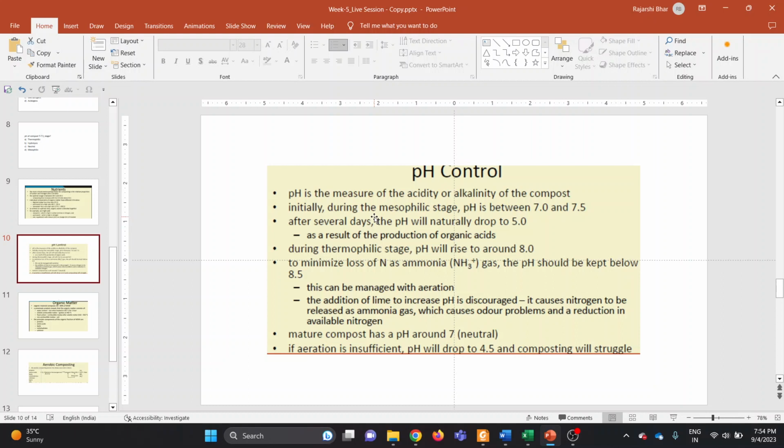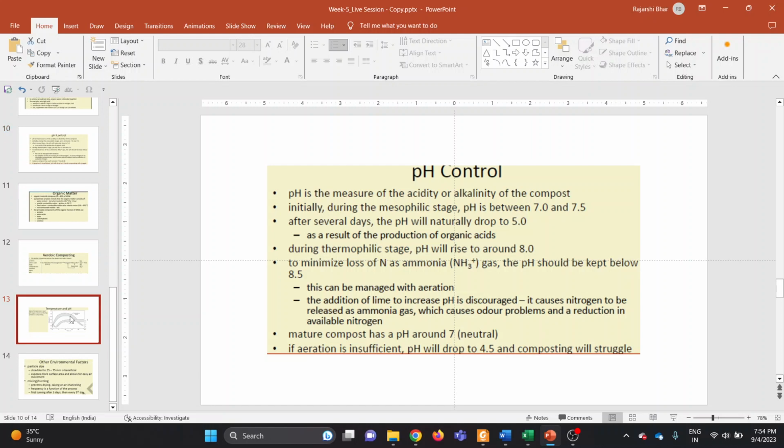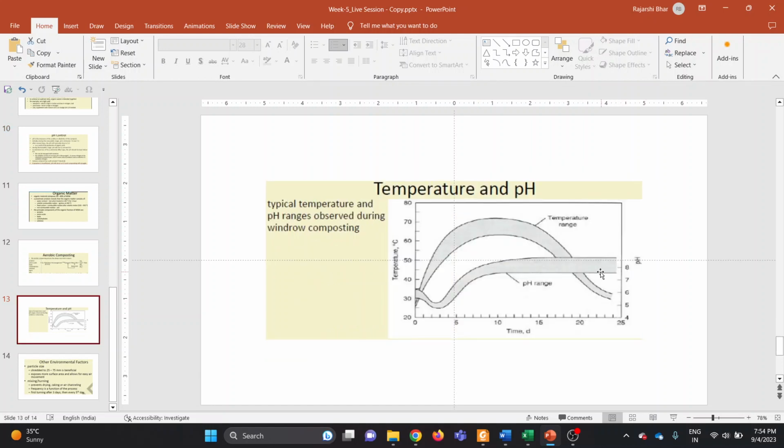Then the thermophilic stage is usually when the pH rises to around 8. You can see here in this diagram, when the pH rises to somewhere here, this is the thermophilic range. Around 65 to 70 degrees is where the temperature is fluctuating.